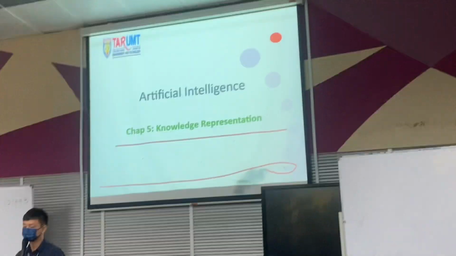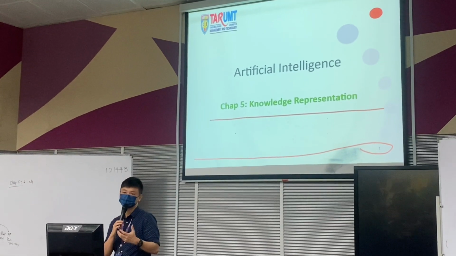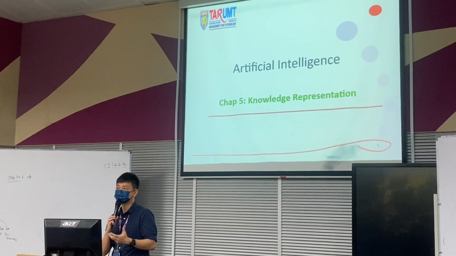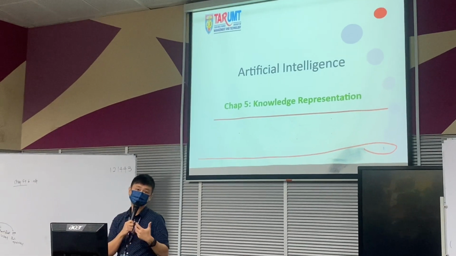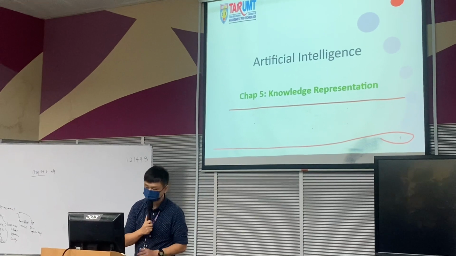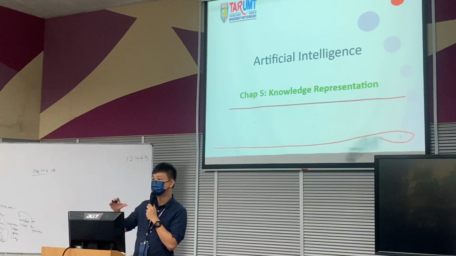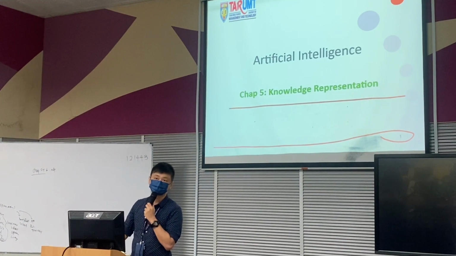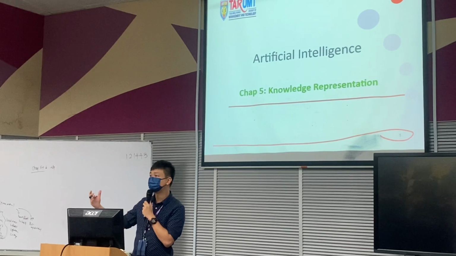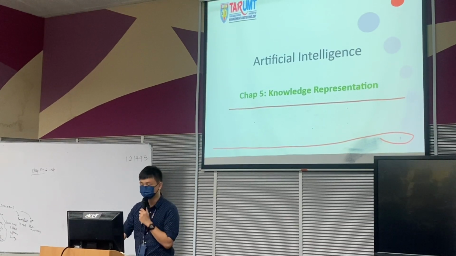It is a very important process to organize, structure, and also store the information so that the machine and the human can understand easily. So what is knowledge representation? It's a process used to organize, structure, and store the information so that it can be easily understood by humans and also the machine.